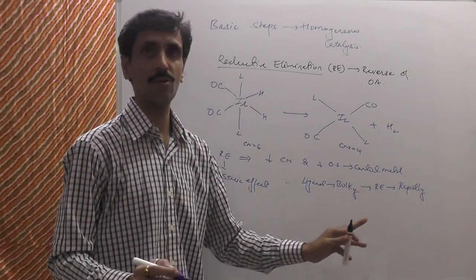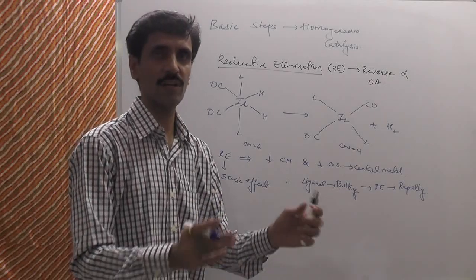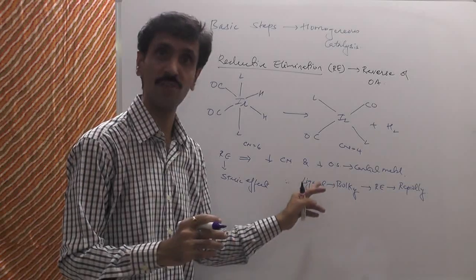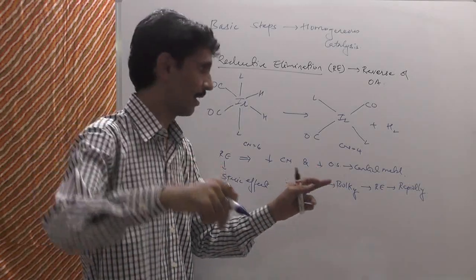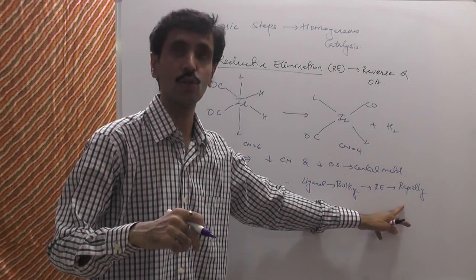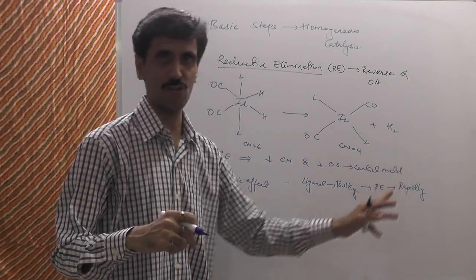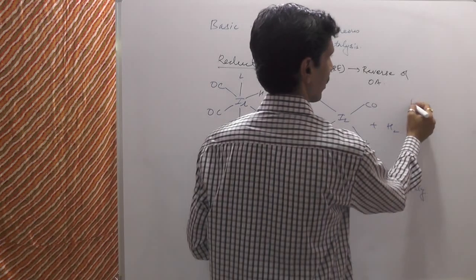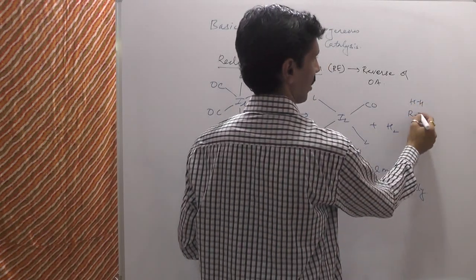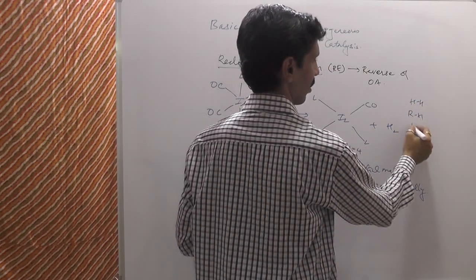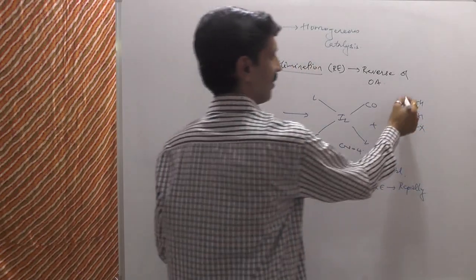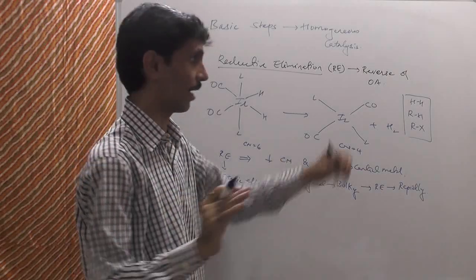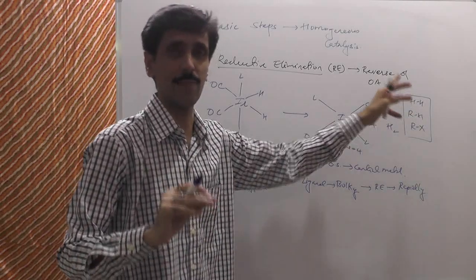More rapidly. So in short, what we need to understand is that greater the charge on the central metal and greater the bulky groups surrounding the central metal, greater is the tendency to undergo reductive elimination. Now generally, the groups which are eliminated are H-H, or sometimes R-H, or sometimes R-X. These are generally the lower molecules which are going to be eliminated.